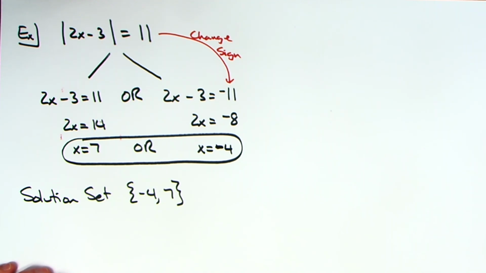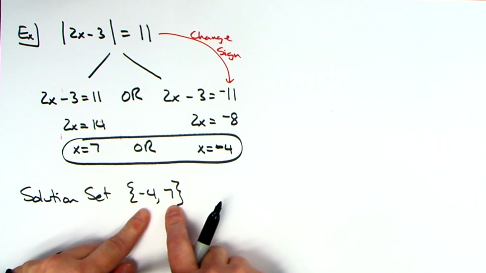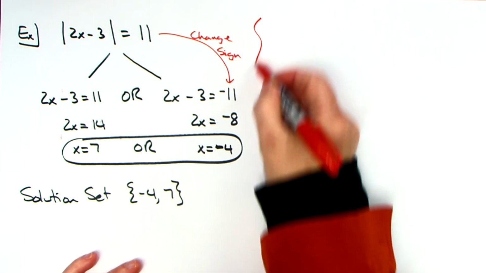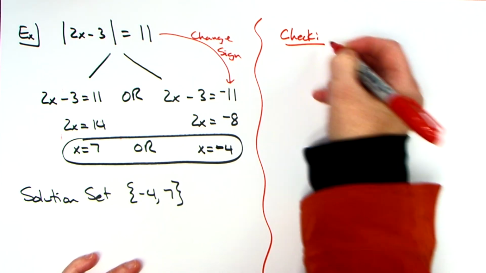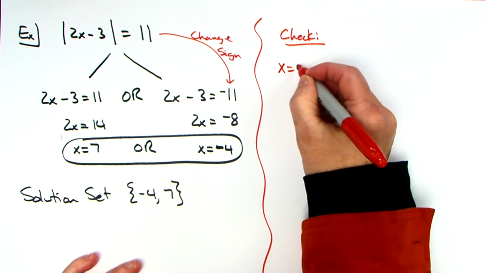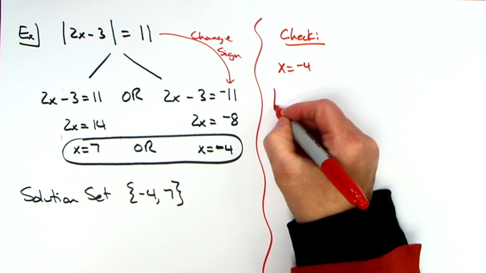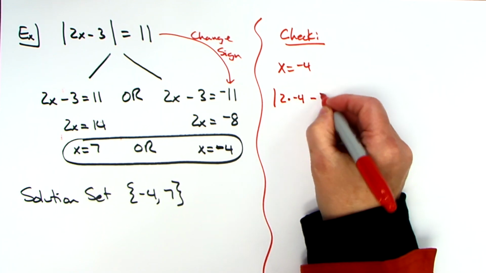All right, now the one thing that I have not addressed yet is you should always check for extraneous roots. Okay, because just because you worked all this out and you've got these two answers, there's no guarantee that when you put them back into the equation that they're going to make it true. So you should do the check part. We're going to check x equals negative 4. So just plug it back in for x. So absolute value of 2 times negative 4 minus 3.